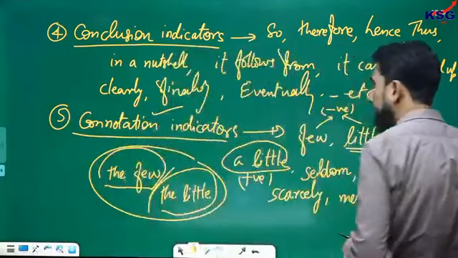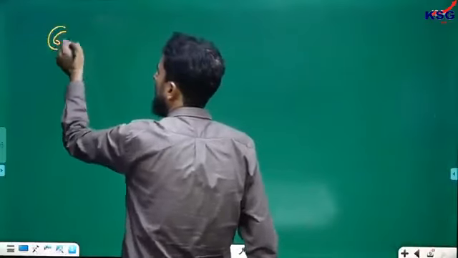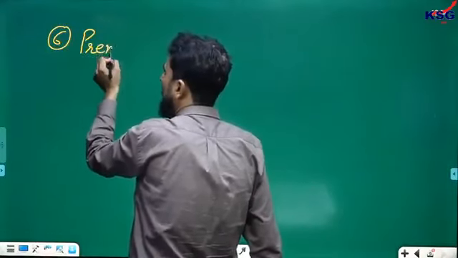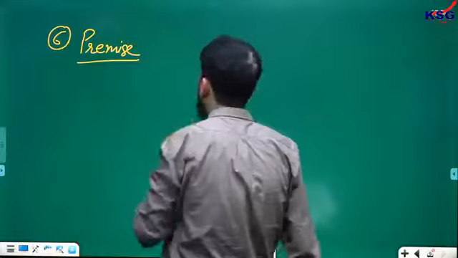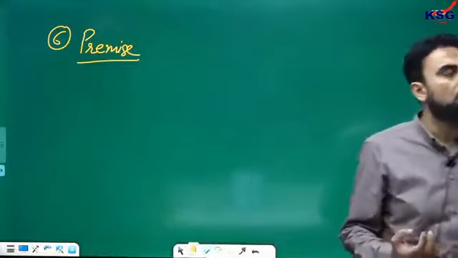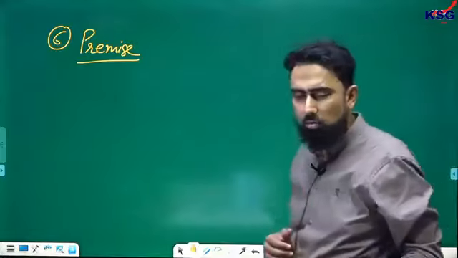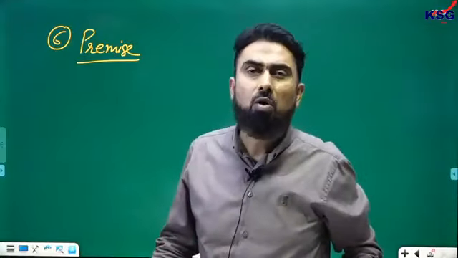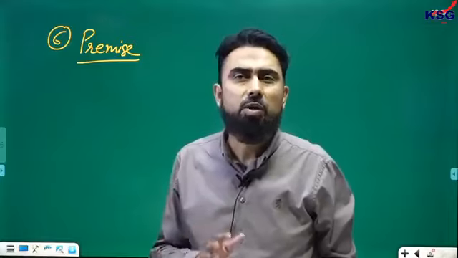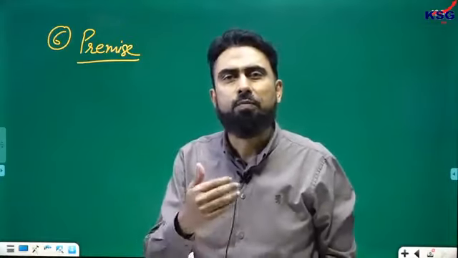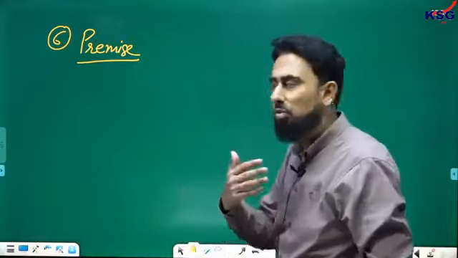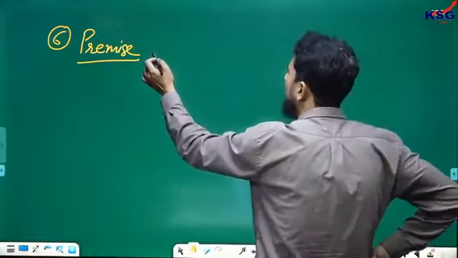Okay, the last point, number 6. As I have been repeatedly saying, premises are those facts used by an author to establish his main point, like when you give the reason for something. For example, if you say, sir, I could not attend yesterday's class because I was not well, then not being well is the premise, the reason that you put forward to establish your point. The reason that you use, that's a premise indicator. So there are premise indicators.